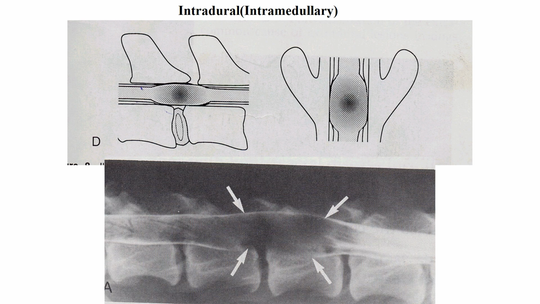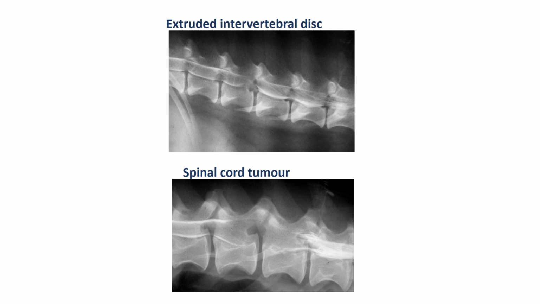Another is an intradural or intramedullary lesion. So here you can see one tumorous mass is present in the spinal cord. So in the myelography, here you can clearly see the dilated spinal cord with reduced contrast at the level of dilation, clearly appreciated here and shown with the help of the arrow.